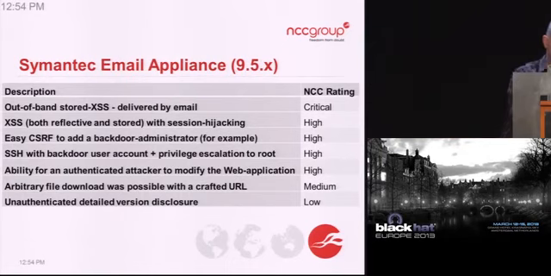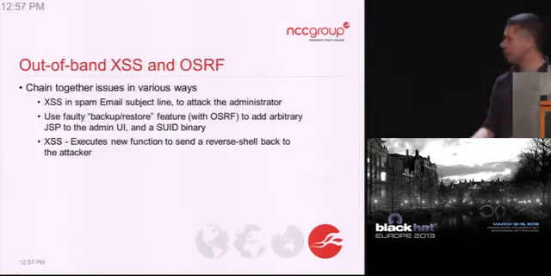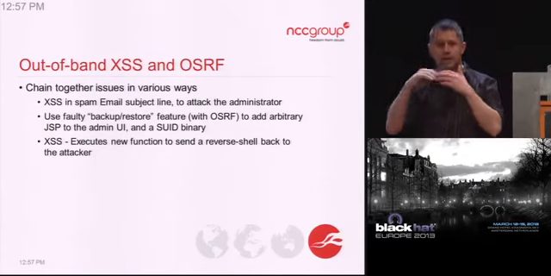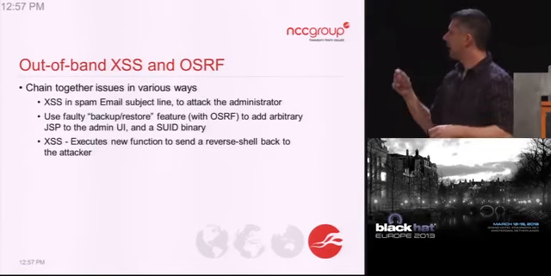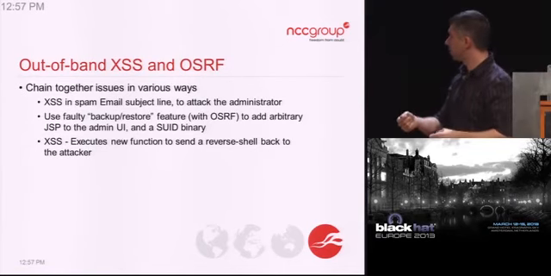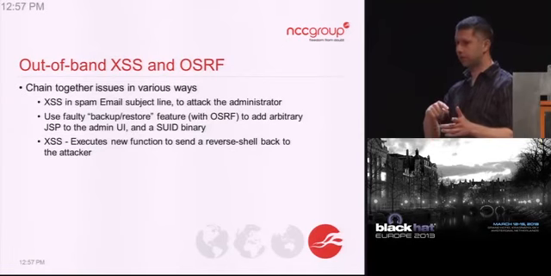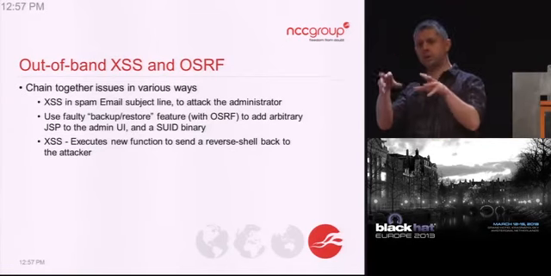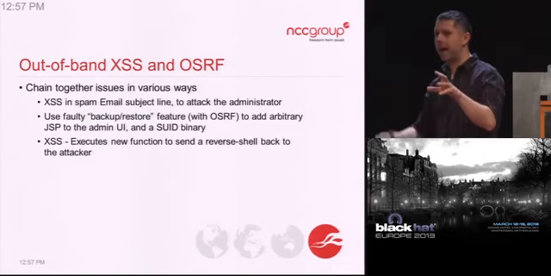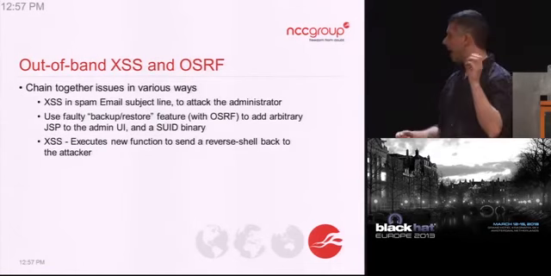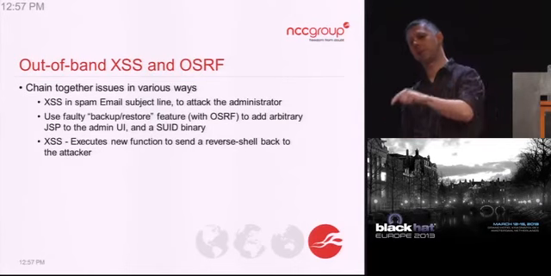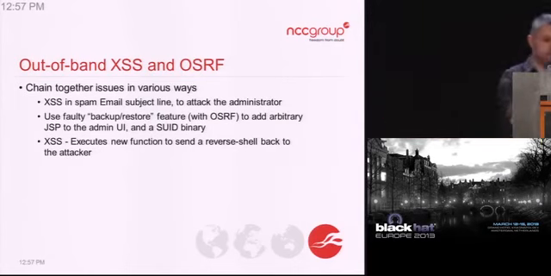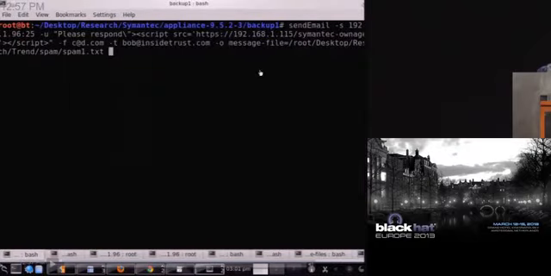Yeah? So by combining these issues together, you can do cross-site scripting in an email subject line as the initial launch of the attack, and then use the faulty backup and restore feature via cross-site request forgery to add some arbitrary function, a new function to the web UI, and a SUID binary, and then use the cross-site scripting to run that new function, which runs a SUID binary, which sends a shell back out to the attacker. So, quick video of that.